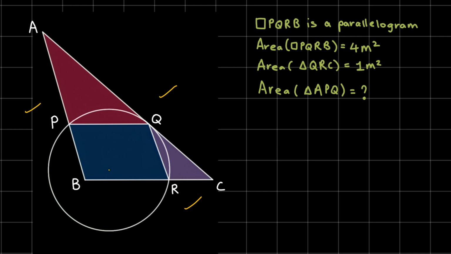Now it has been given that the area of this purple triangle is 1 meter square, the area of the blue quadrilateral that is ultimately a parallelogram is 4 meters square. So using the areas of these two figures and the way we have constructed this diagram, you have to find the area of this red triangle. So this is Anmol, and now let us see the solution. How can we find the area of red triangle?